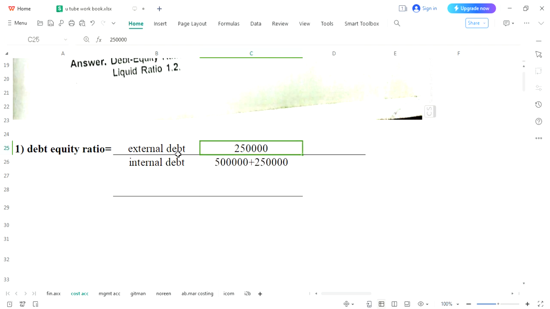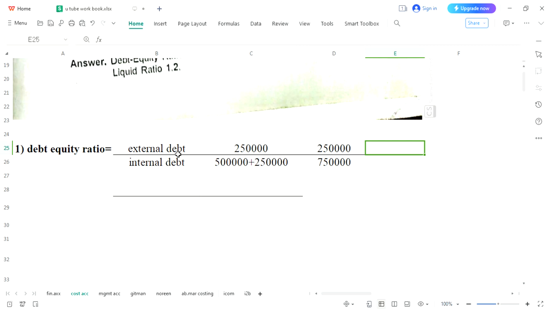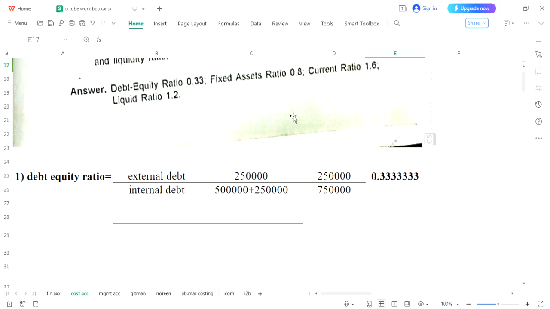Alright guys, we are now ready to put them on the calculator. We need to take the sum of internal debt, and that's what we have got. Now external debt 250 divided by internal debt 750. So we have got our first answer, 0.33, and you can see here debt equity. Oh good, by chance we have applied the first formula and we have got the answer.